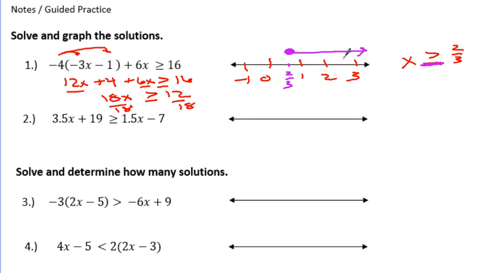So I'm going to draw an arrow to the right showing that all these values on the number line, this is a value, this is a value, all these values are part of this solution. So this shows me x is greater than or equal to 2/3. 2/3 is part of my solution, and everything to the right as well.